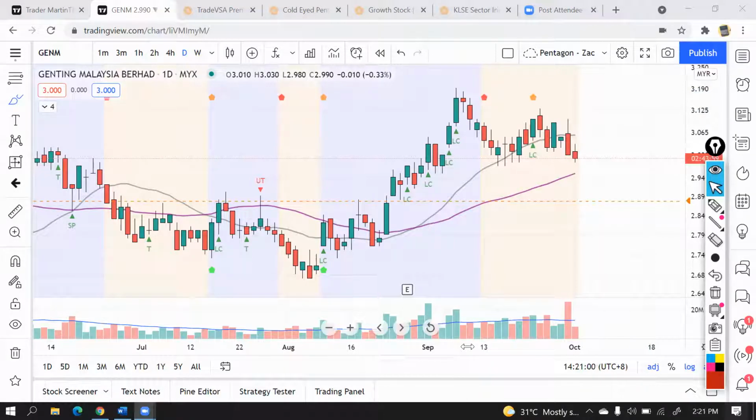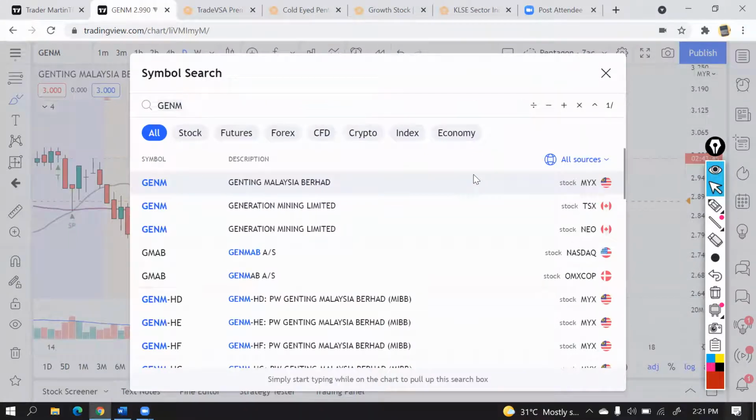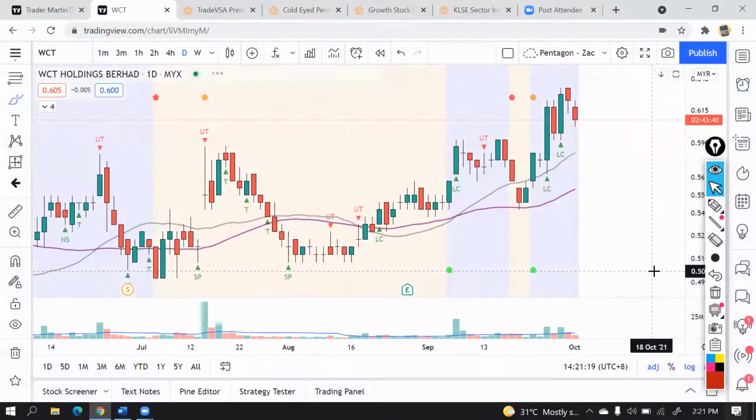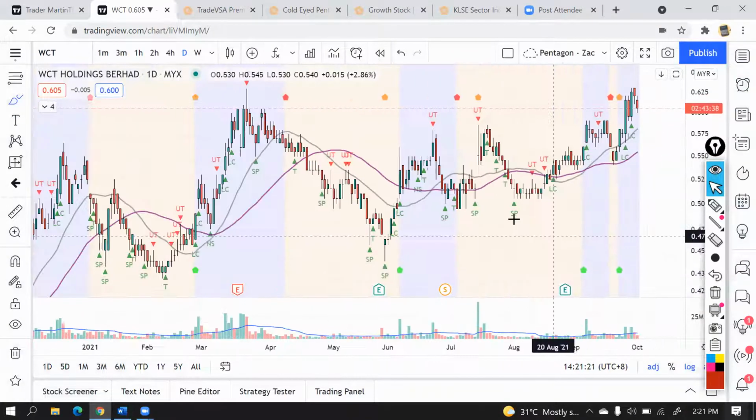Okay, must COC all be the same colors? Not really. COC can be different colors. It can be red, it can be green, sometimes it can be unchanged, like a doji. But the most important thing is that the body of the bar must be narrow. Don't worry, tomorrow, Saturday, I'm going to go through COC again during the masterclass sessions.